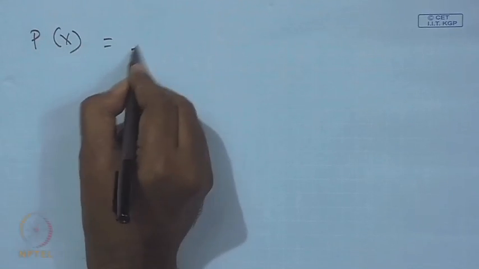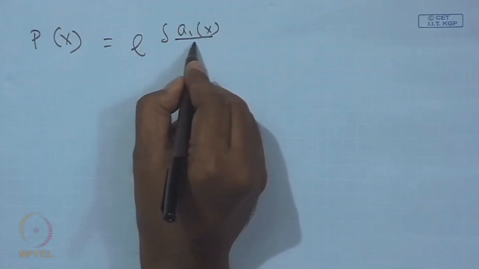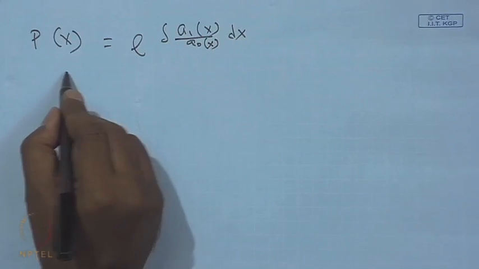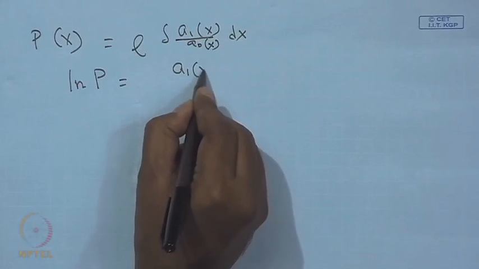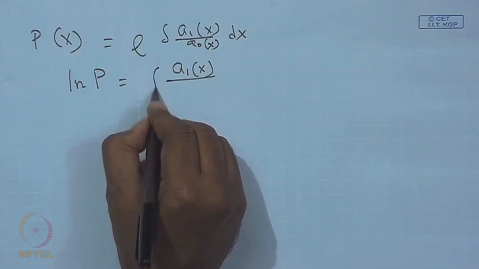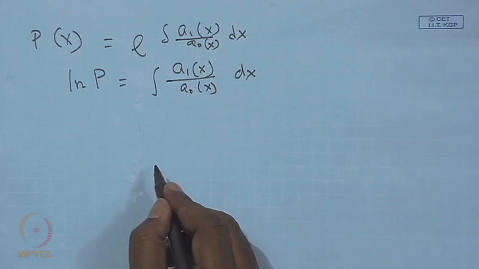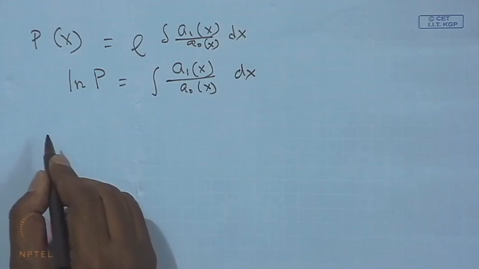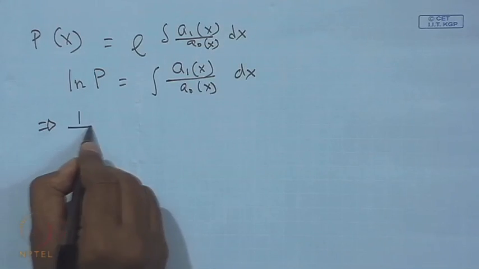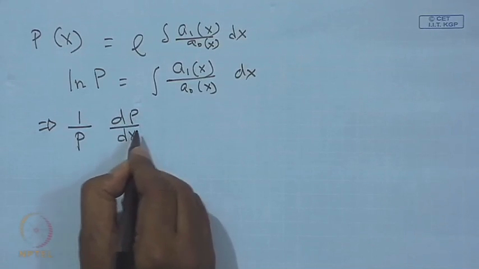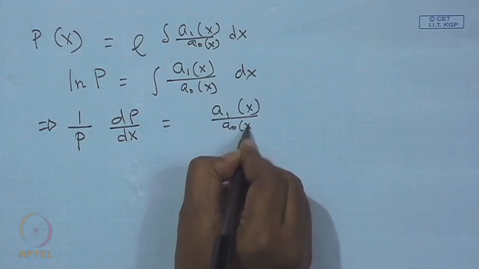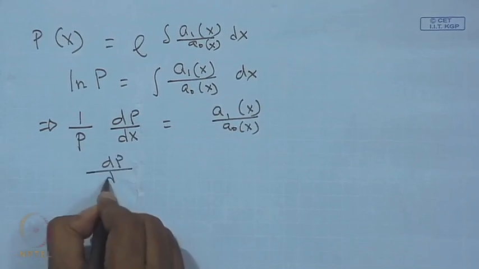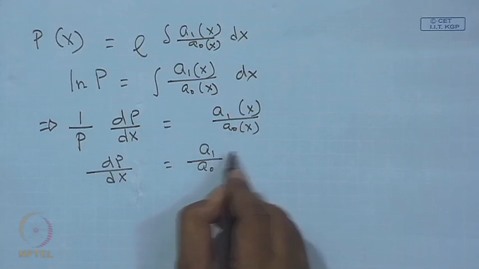So, therefore, we start with this. p of x is defined as e to the power integral a 1 x divided by a 0 x dx. If you take logarithm on both sides, this becomes ln p is nothing but integral a 1 x over a 0 x dx. Okay. So, if we differentiate both sides with respect to x, you will be getting 1 over p dp dx is nothing but a 1 divided by a 0, and you will be getting dp dx is a 1 divided by a 0 times p.